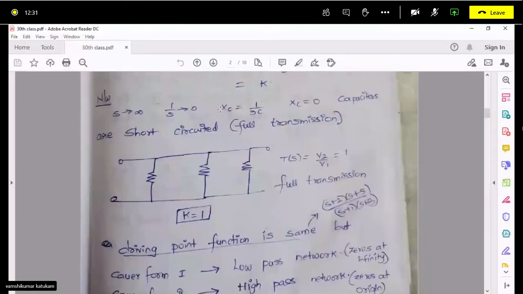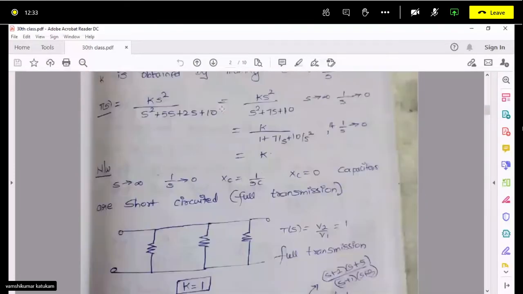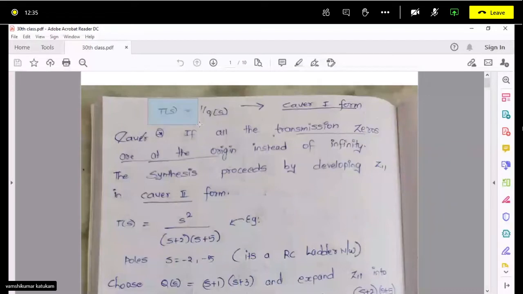Right. So in this module, if you see in the previous class, it was a low pass filter. I told you this function was a low pass filter. If the transfer function is in this form, it is a low pass filter, and you have capacitors in parallel. You have seen in the last class that capacitors are in parallel.